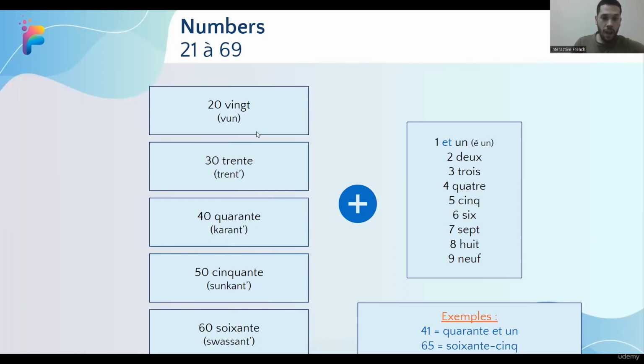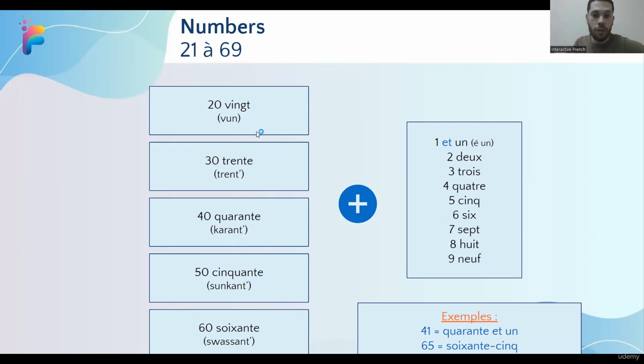Now, getting back to 20, just for the sake of the example, right? If you want to say 21, you're going to say 21, okay? So for 21, you have to add the et. Remember, et is and, right? So technically, when you say 21, you say 20 and 1, right? Same for 31, 41, 51, 61. You get the idea, right?